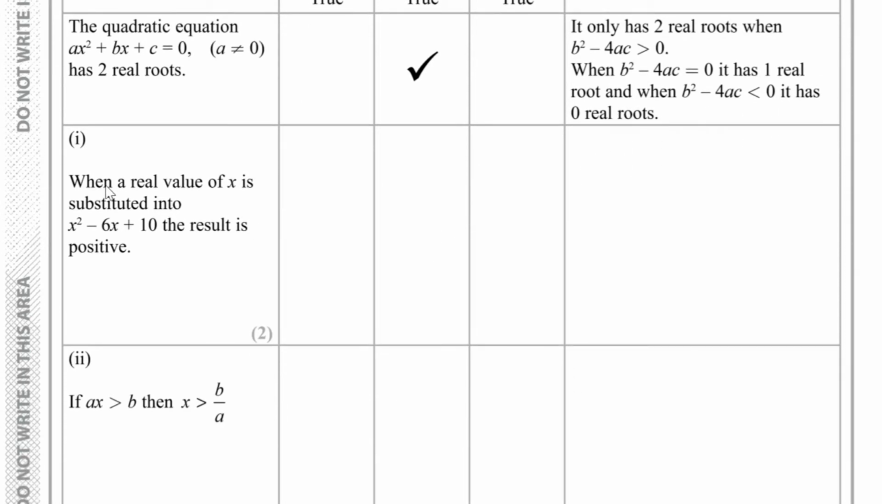So let's take a look at the next one. When a real value of x is substituted into x squared minus 6x plus 10, the result is always positive.